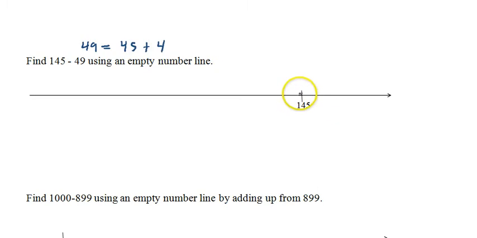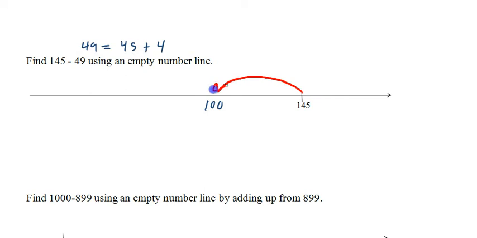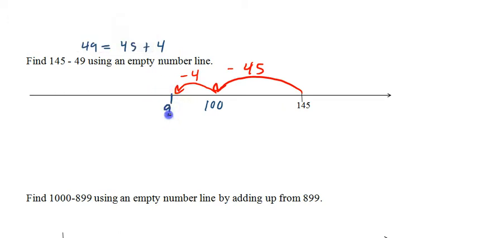So if you have 145 and you remove 45, you now have 100. How much more do we have to remove? 4. So we're going to take away 45, and then now we're going to take away the rest, which is the 4. You can count back basically, and that gave us 96, because 100 take away 4 is 96. We know how to do that.